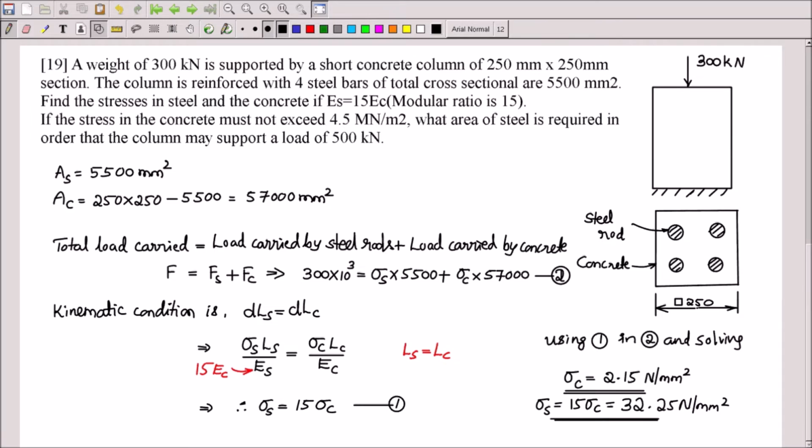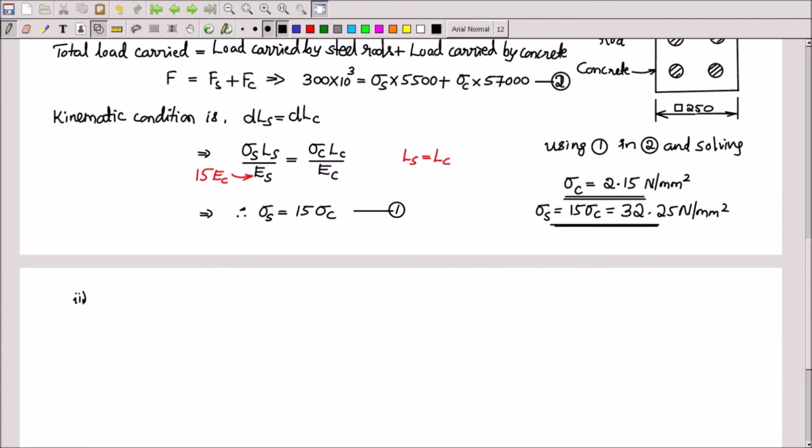Second case, he says if the stress in the concrete must not exceed 4.5 meganewton per meter square. Meganewton per meter square is nothing but MPa, 4.5 MPa. So he is limiting the concrete stress. He is asking you what is the area of the steel member required in order to support a load of 500 kilonewton. So the load is increased now. He has given the limit for sigma C and F is given, the new load. AS we have to find out.